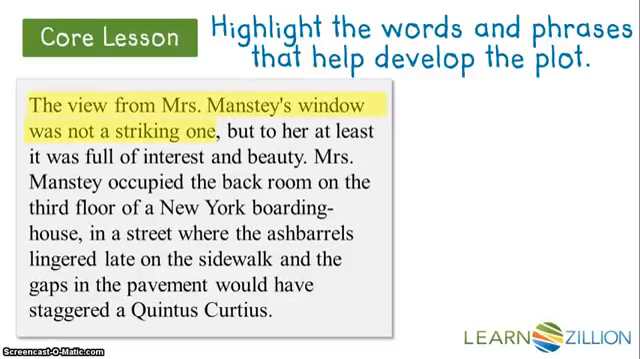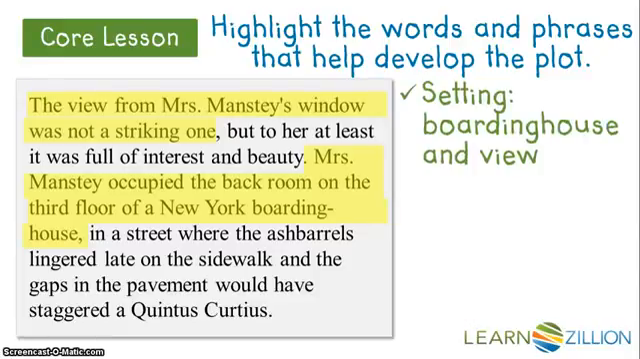The view from Mrs. Manstey's window was not a striking one, and Mrs. Manstey occupied the back room on the 3rd floor of a New York boarding house. Both of these identify the setting. By identifying where Mrs. Manstey lives, Wharton is immediately identifying her as part of the lower class. We know that this plays a big part in the plot because Mrs. Manstey and Mrs. Black are in different social classes and cannot understand each other's point of view. That is what causes all of the tension in the story.